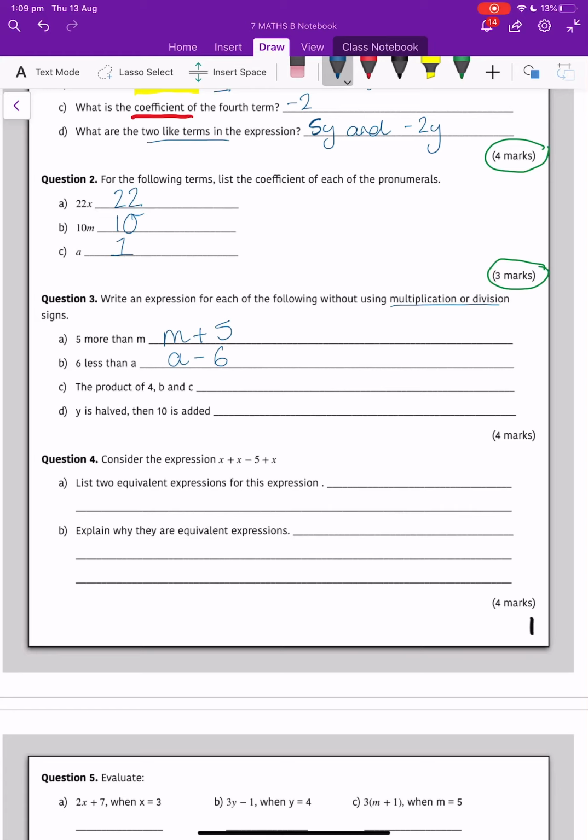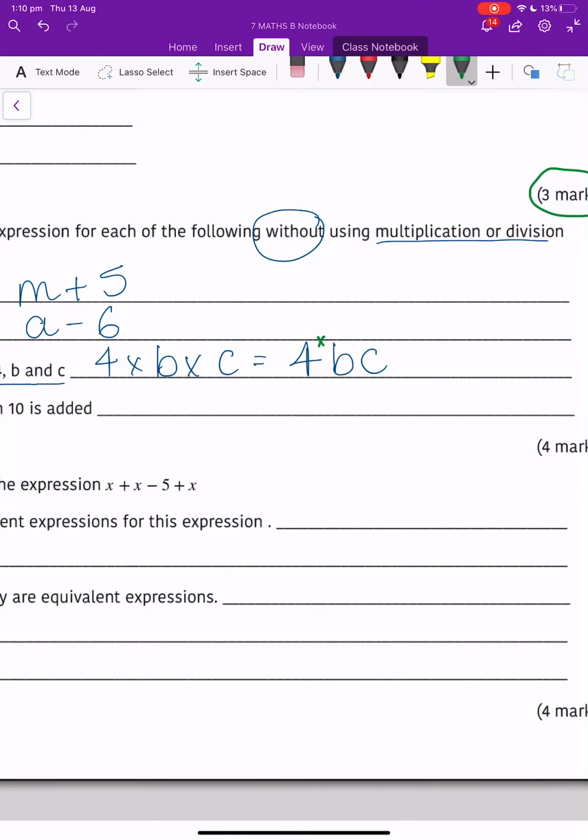The product of 4, b and c. So product, when we say product, we're talking about multiplication. We're talking about the answer to a multiplication question. And so that's basically like 4 times b times c. Now remember, you can't use a multiplication sign. So you're going to write it like this, 4bc. When we write an expression like this, we actually just know that there is a little invisible multiplication sign in the middle, okay? So we just know that.